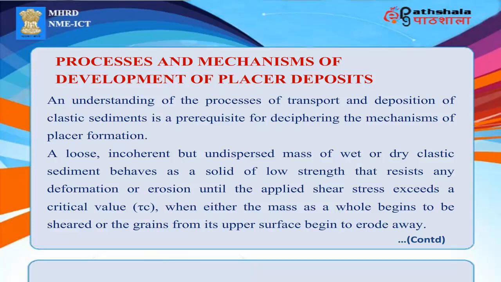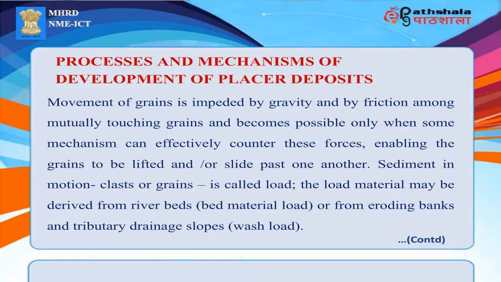resists any deformation or erosion until the applied shear stress exceeds a critical value, when either the mass as a whole begins to be sheared or the grains from its upper surface begin to erode away. Movement of grains is impeded by gravity and by friction among mutually touching grains and becomes possible only when some mechanism can effectively counter these forces, enabling the grains to be lifted and/or slide past one another.